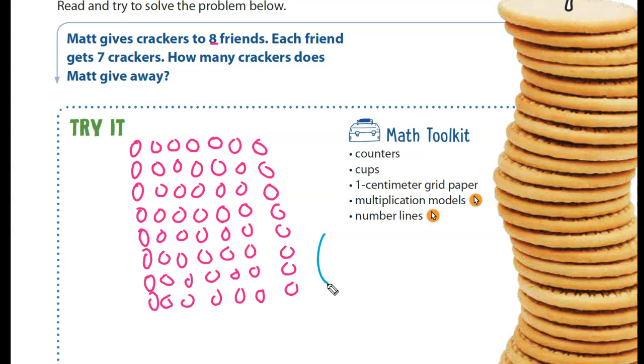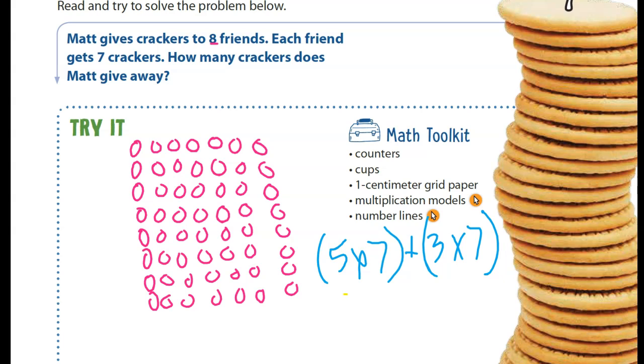Let's see, what numbers added together get 8? I'm gonna use 5 and 3 because I know my 5s. So 5 times, well, how many crackers does he give? 7. Plus... 5 plus 3 is 8, so it's going to be 3 times 7. And then I add those together.